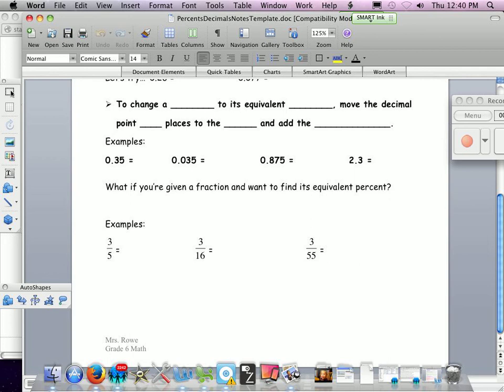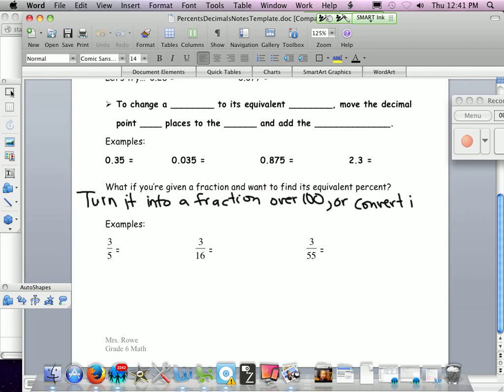So, if you're given a fraction and want to find its equivalent percent, one option, if possible, is to turn it into a fraction over 100. That would be grand if that was always possible, like most of the problems on yesterday's homework. Or convert it to a decimal, then move the decimal point. Swoop, swoop.